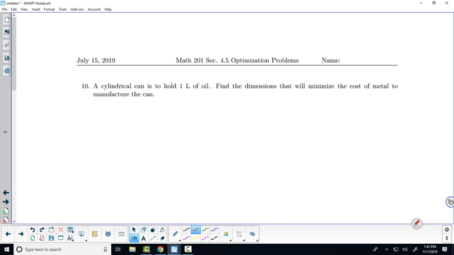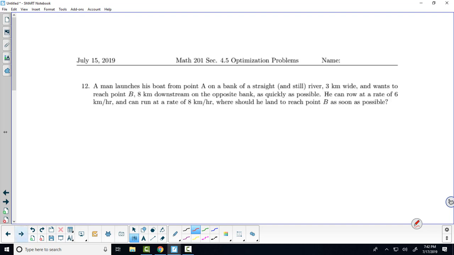So let's go ahead and look at question number 12 here now. In question number 12, we've got a man who launches his boat from point A on a bank of a straight and still river that's 3 kilometers wide and wants to reach a point B 8 kilometers downstream on the opposite bank. He can row at a certain rate and he can run at a certain rate. Where should he land in order to get to point B as quickly as possible?